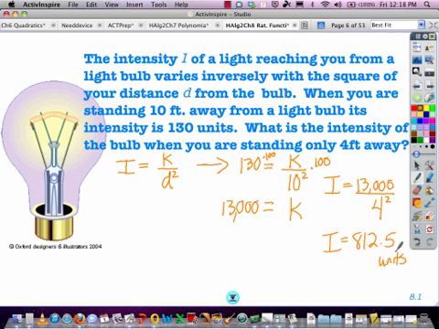Okay, and it makes sense because, look back at your original. When we were 10 feet away, the intensity was 130. We got closer and we were 4 feet, the intensity is greater. So the closer you were to the light source, the greater the intensity. The farther you were, the less it was. And that made sense with our situation here. All right? So 10 feet away, we were 130 units. 4 feet away, we were at 812. Much more intense.